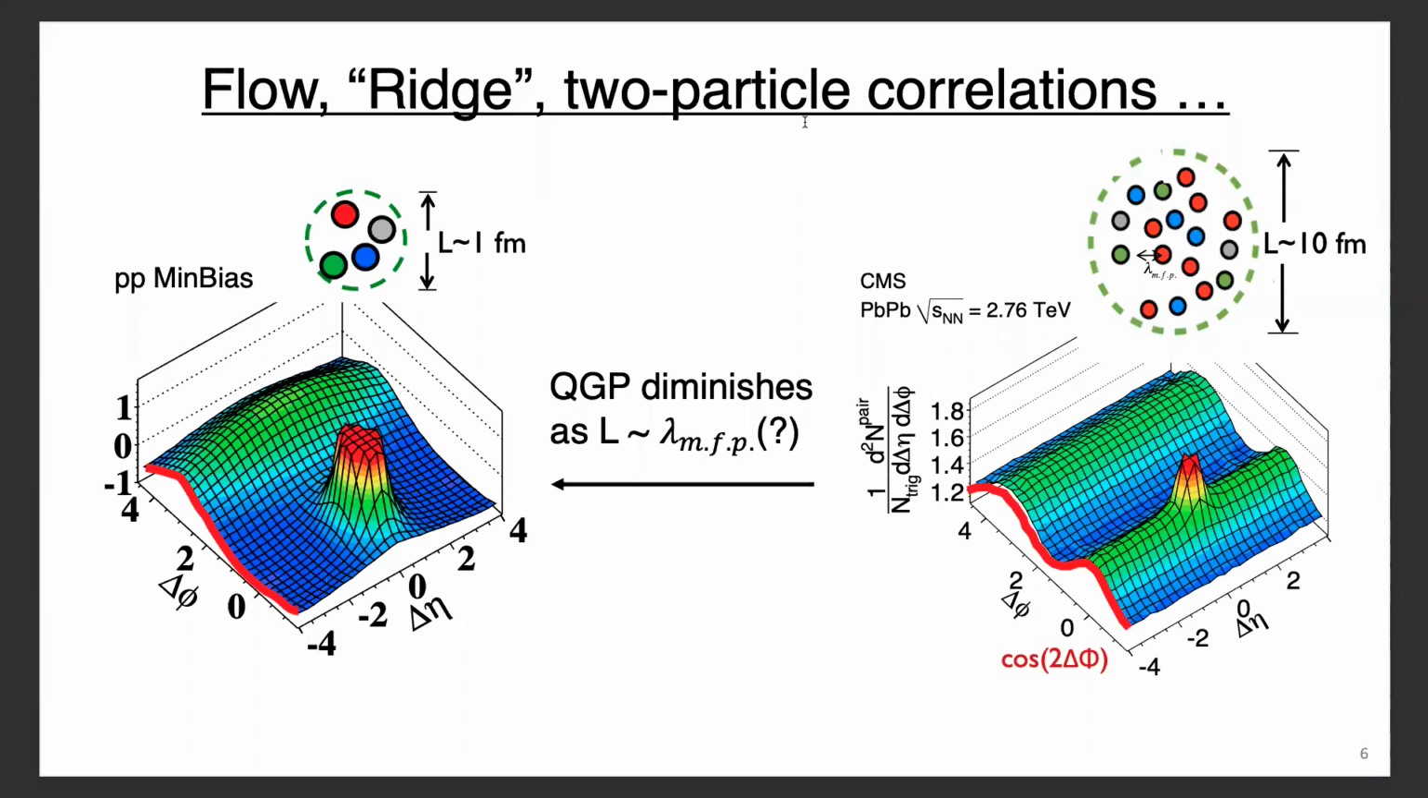This is what we call the ridge, or near-side ridge, which is considered the smoking gun signature of the flow effect of quark-gluon plasma. And here you can say this is kind of expected, right? If you have a large system of the size of 10 Fermi, your mean free path is sufficiently small.